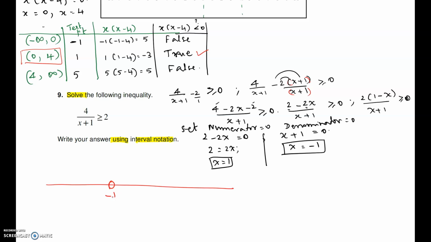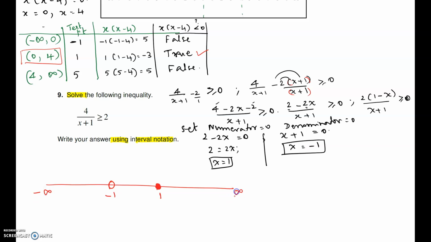If the denominator is 0, the rational expression is undefined. But x equal to 1 is obtained by setting the numerator to 0, so x equal to 1 should be a solid point. Keep in mind that -1 is a hole, because that is the one that makes the denominator 0, so that cannot be part of the solution set.